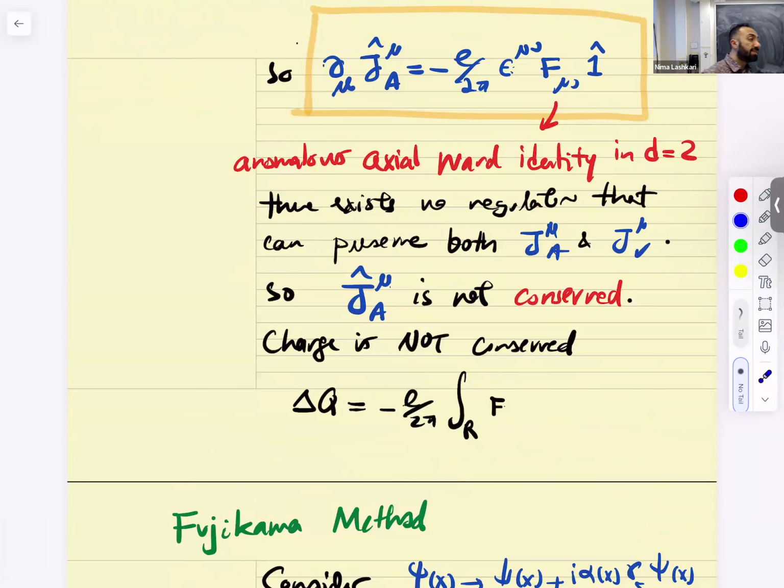Maybe it's more complicated. It's indeed more complicated. That epsilon mu nu is replaced by epsilon mu nu rho lambda. We're going to calculate that. All right, this is the axial anomaly in d equal 2, which means that there exists no regulator that can preserve both axial and vector currents. Axial current is not conserved, charge is not conserved, but this is disastrous, right? The gauge theory doesn't make sense.